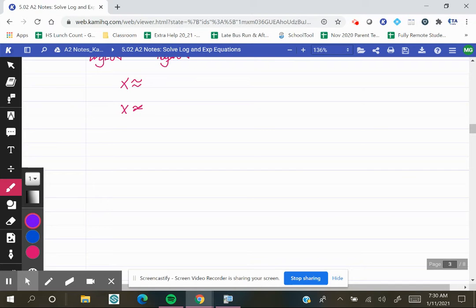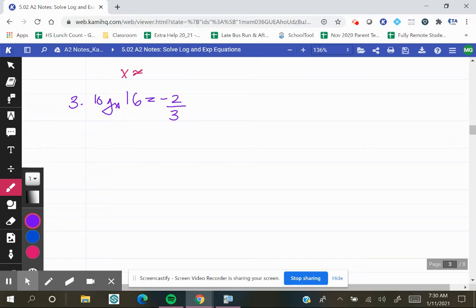All right, let's try another one. Log base x of 16 equals negative 2 over 3. All right, first figure out which scenario you're in, 1, 2, or 3, and see how far you can get from there on your own. Pause the video now.